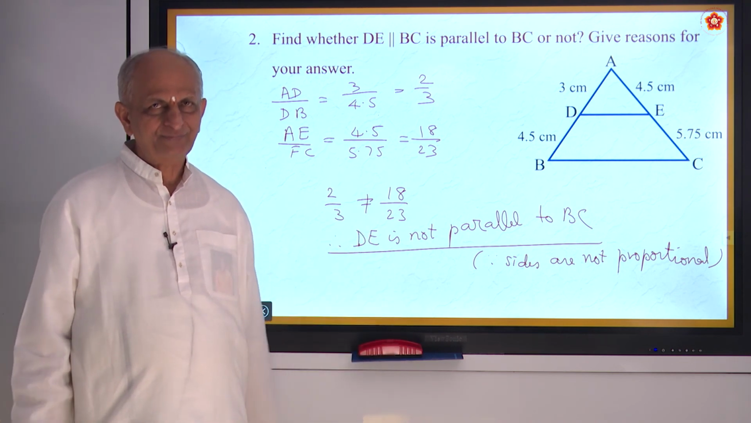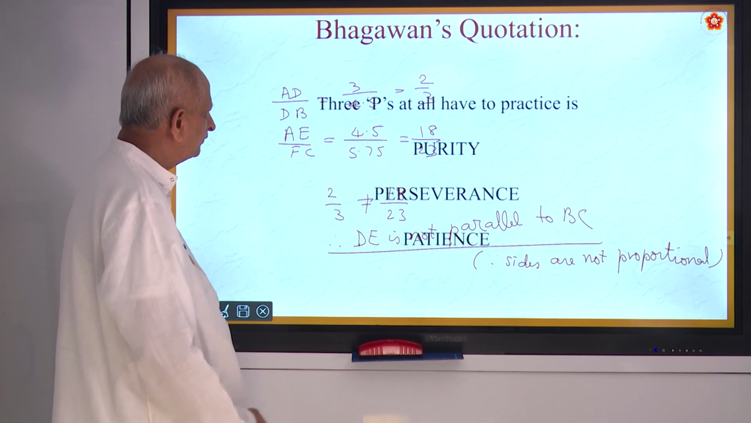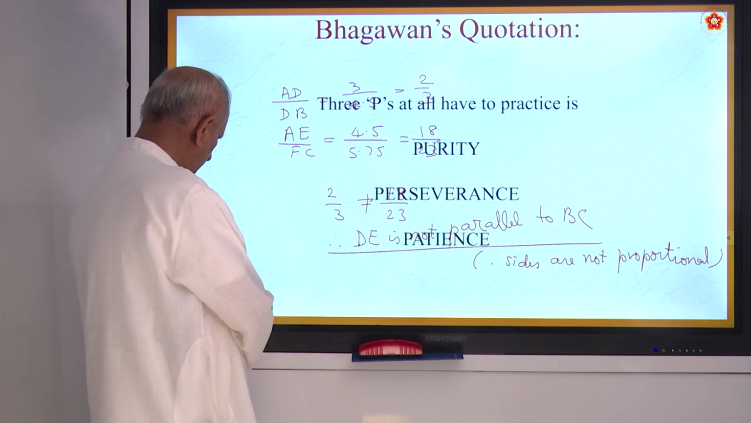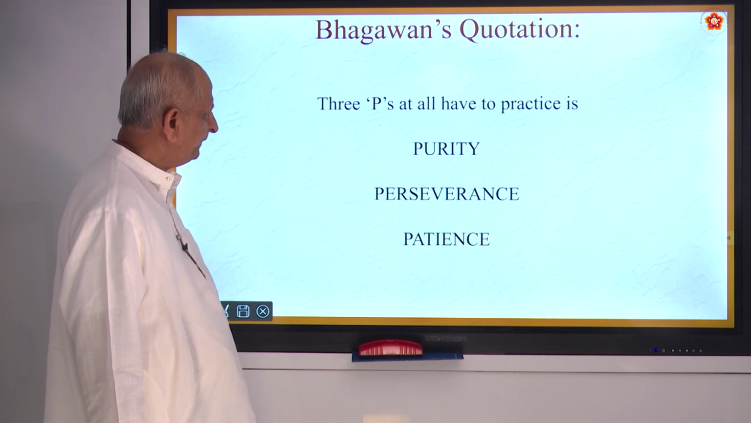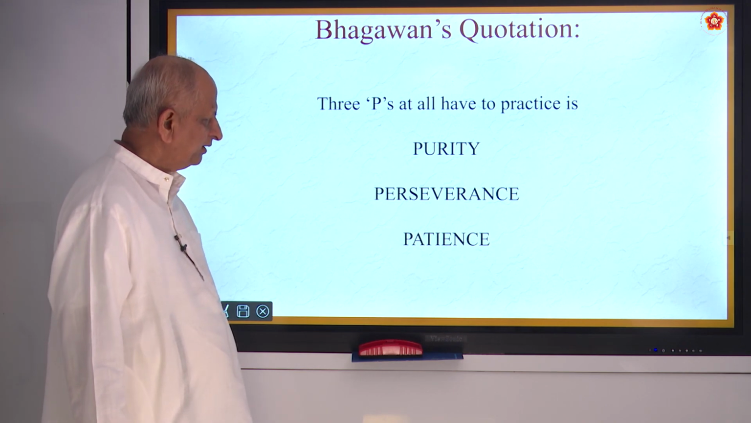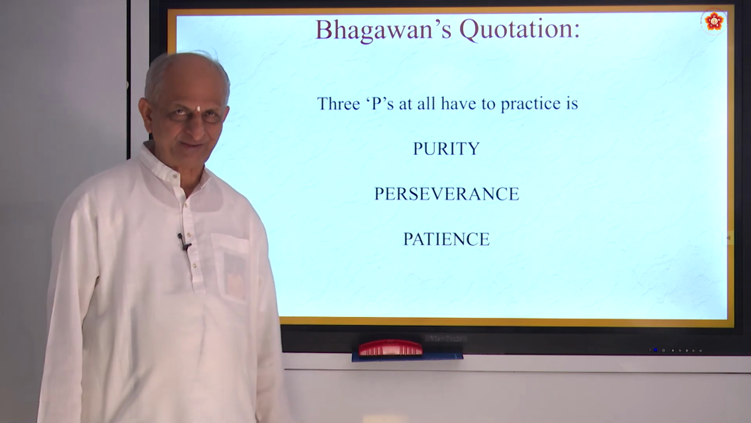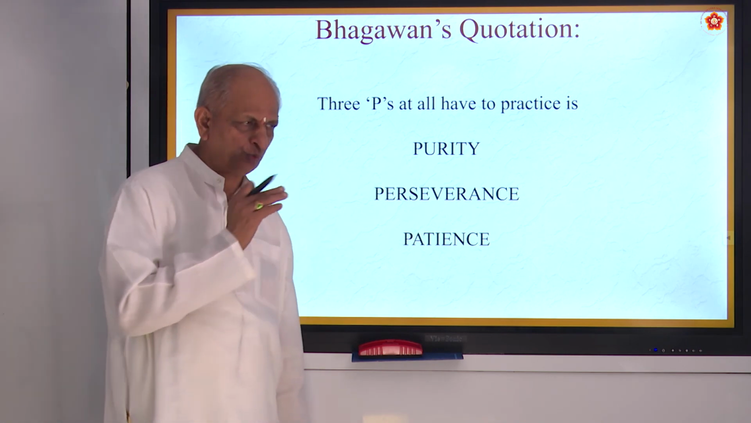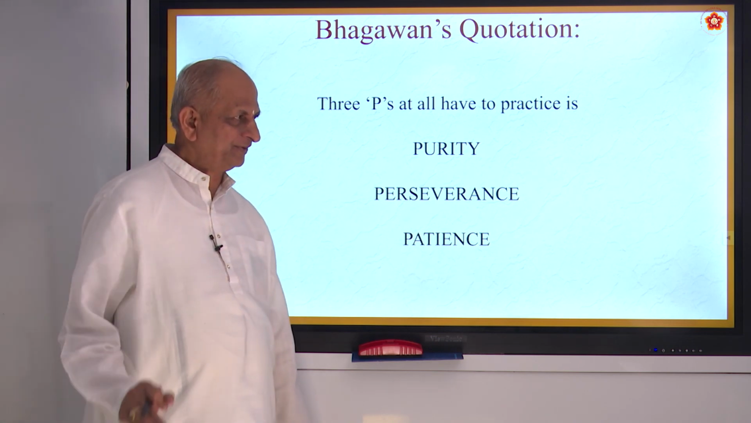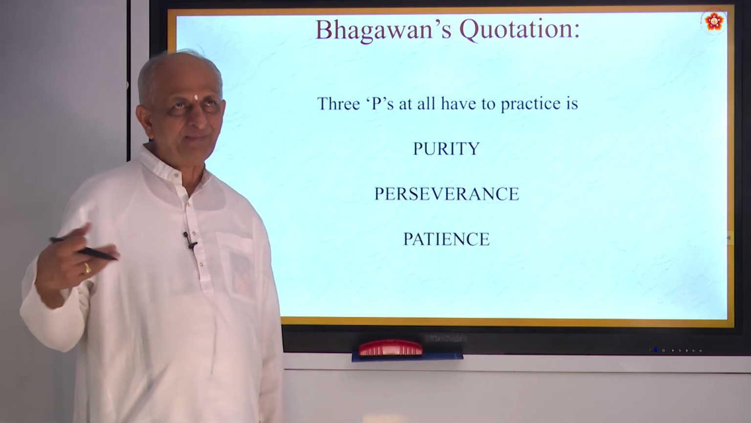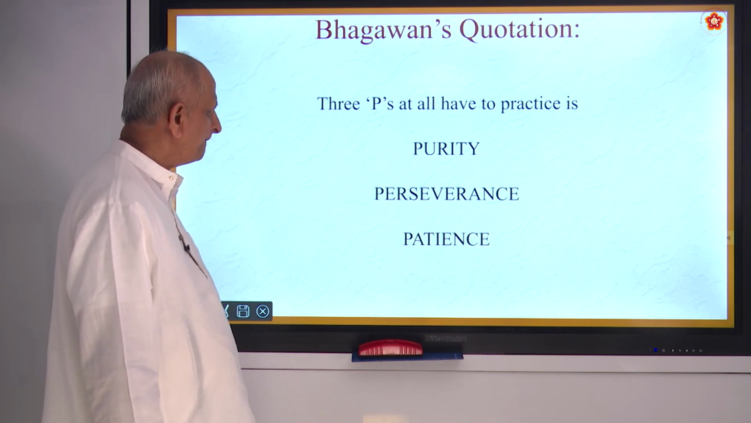That's all for today. We will see some home assignment. So what Baba says, Baba is telling 3 P's we have to practice: purity, perseverance and patience. Purity of thoughts, words and actions. Perseverance means to do a work given until it is completed. Patience for the result. Result may not come all of a sudden. It takes its own time. So these 3 P's we have to practice.